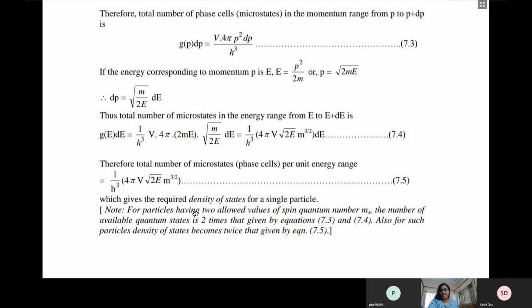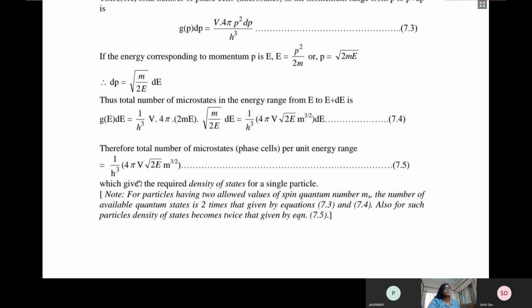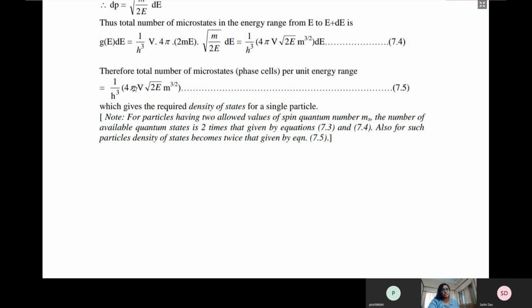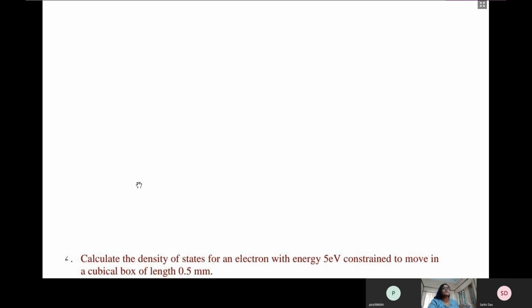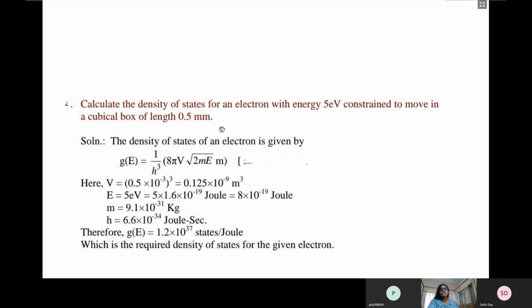Now you have to understand that electrons have spin. An electron may have plus half or minus half spin. So you have to multiply this by 2, because in one state two electrons can be accommodated. So it becomes 8 pi V root 2 m to the power 3 by 2 by h cube, times root E, for electrons. Here, if a question comes, you have to apply this formula directly.